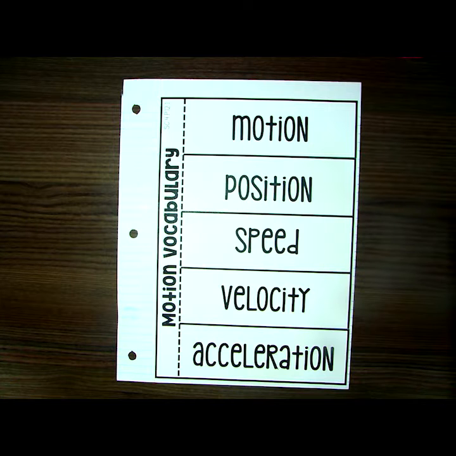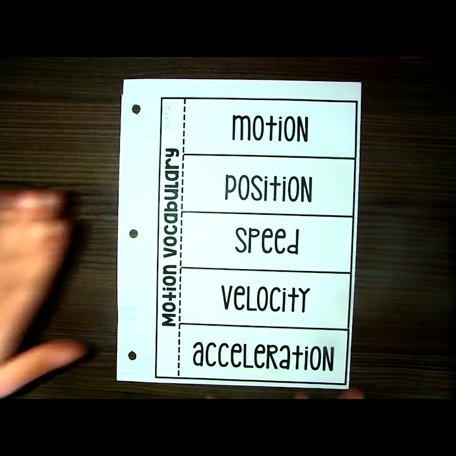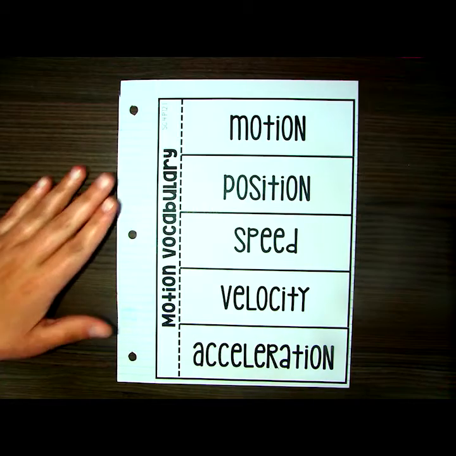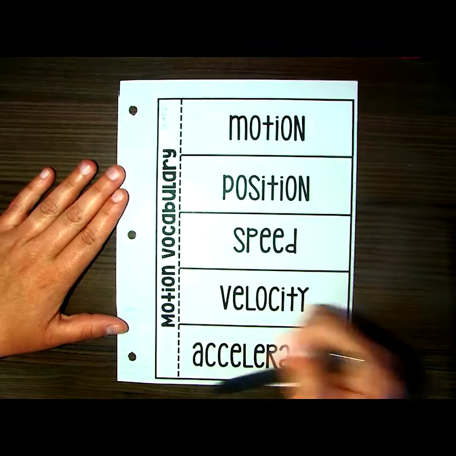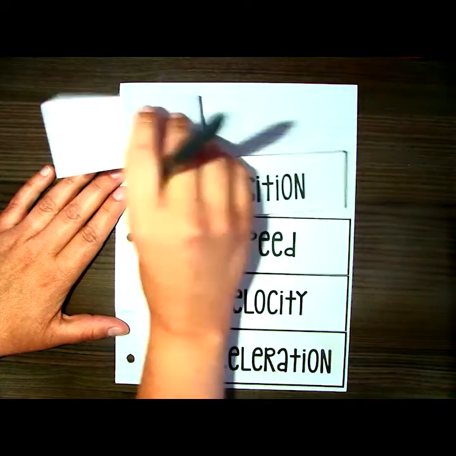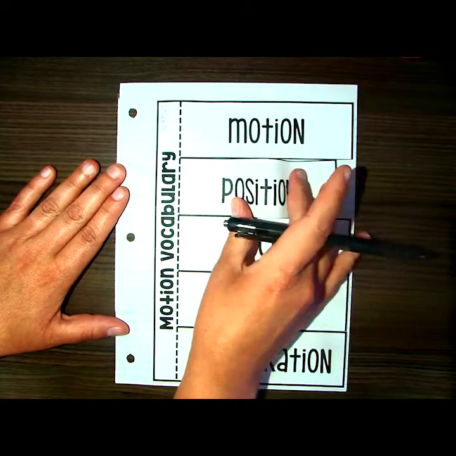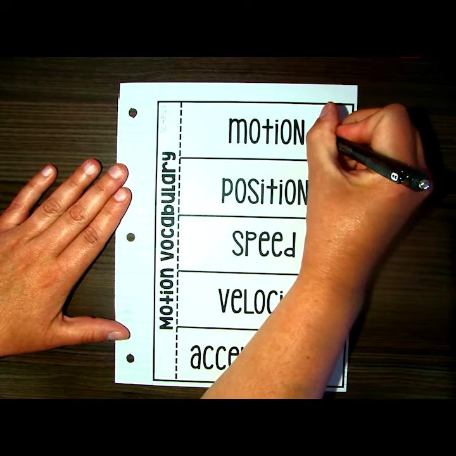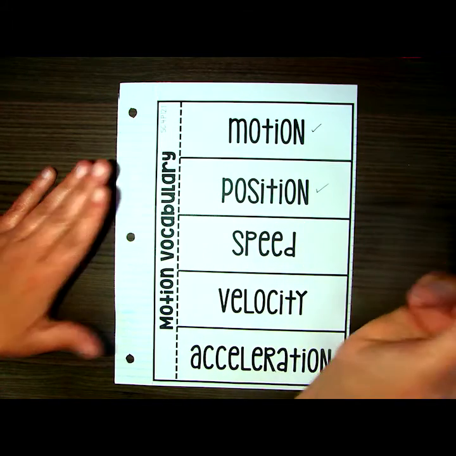Right, in this video, this is the notebook page that you should have printed today. And just like normal, you're going to cut along the outer edge and then cut along each of these lines to create a flip book. And today we're going to talk about these two words right here, motion and position.